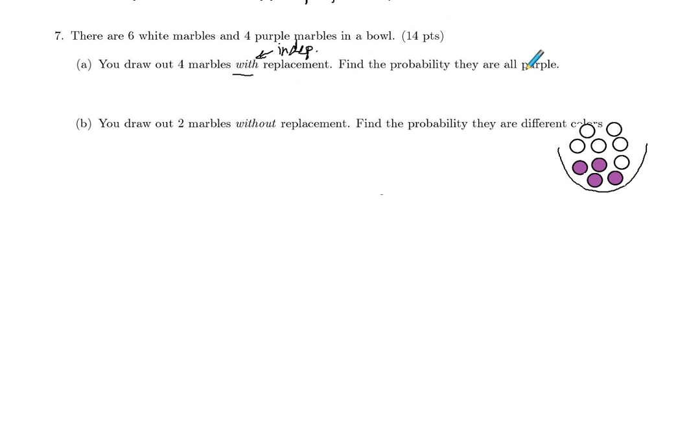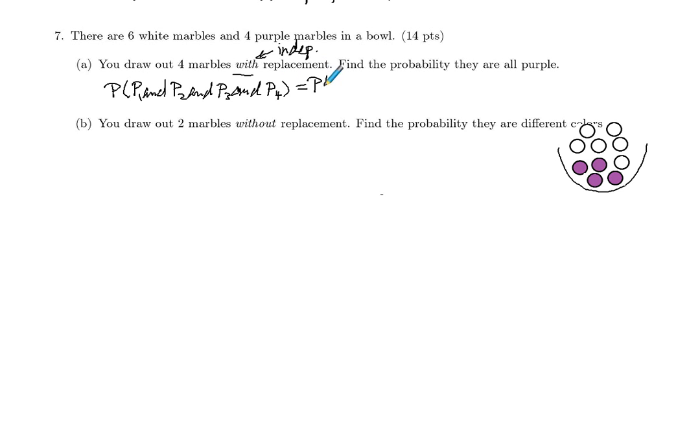Okay, find the probability they're all purple. Well, if you take out a marble, whether it's white or purple, you put it back in, then the probability for the next draw, the probability of getting purple is still going to be 4 desired outcomes out of 10 total outcomes. So the probability here of getting purple on the first and purple on the second and purple on the third and purple on the fourth is just going to be multiply the probabilities.